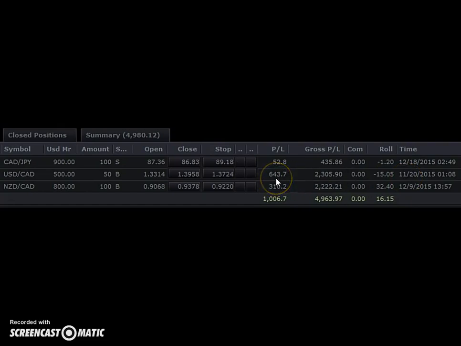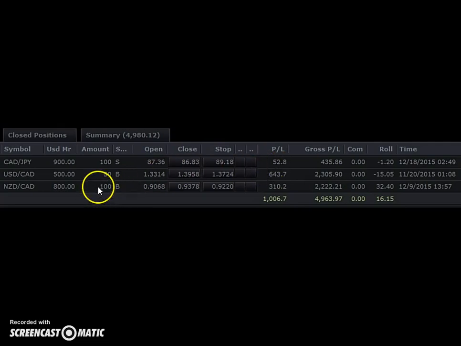That's up 643 pips. The New Zealand CAD trade we've been in since December the 9th. That one's up 310 pips. And the CAD yen is the newest one of the bunch. We've been in that one since 12/18, December 18th, and we're up 52 pips on that one.